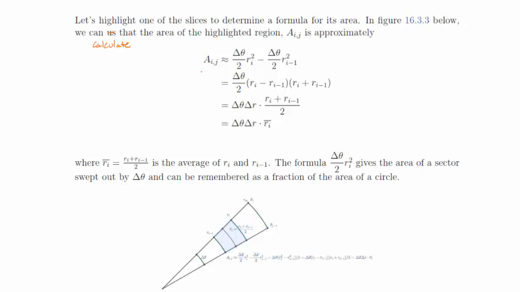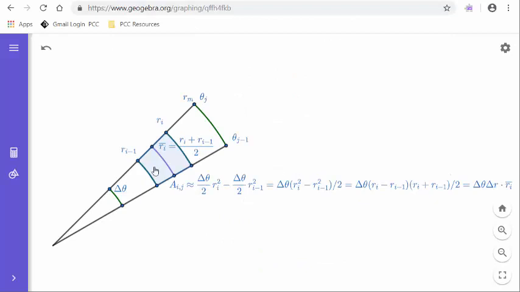Thank you so much for your patience with my little typos here. Getting them all fixed. So the area A sub i j is approximately delta theta over 2 times r sub i squared minus delta theta over 2 times r sub i minus 1 squared. Let's take a look at that a little bit closer, and then we'll do the simplification here. So here we've got our slice in the theta direction from theta sub j minus 1 to theta sub j.